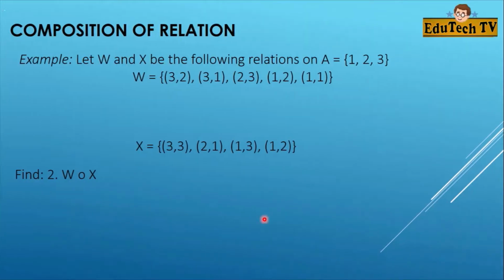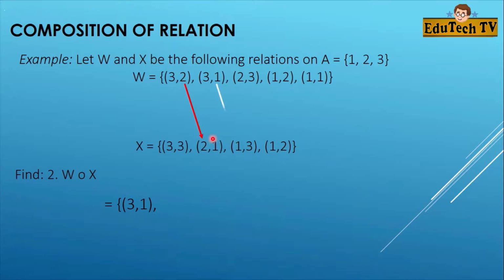Next example, how about W composed of X? And our point of reference here is W. So we're going to look first at W before going to X. Next, 3, 2. So find 2 in X. So we have here, okay, the first ordered pair would be 3, 1.